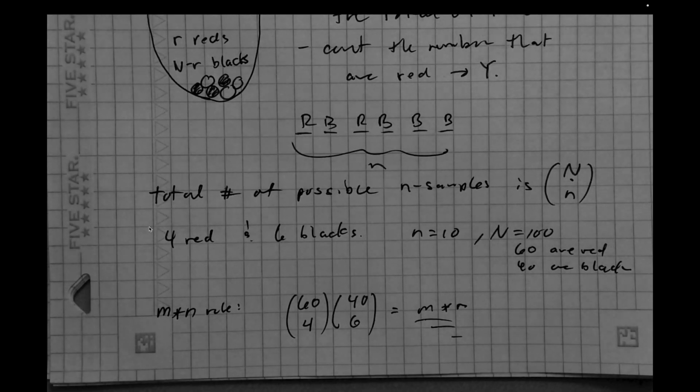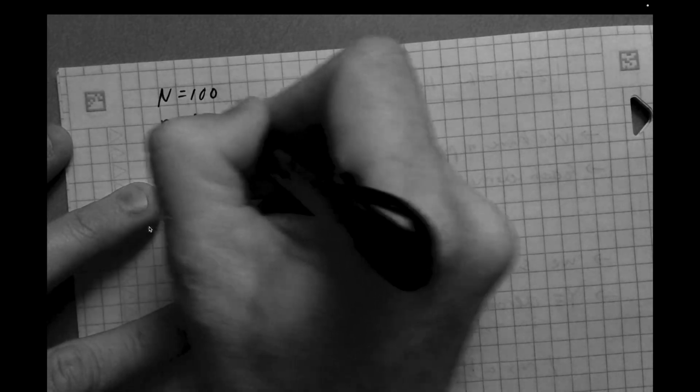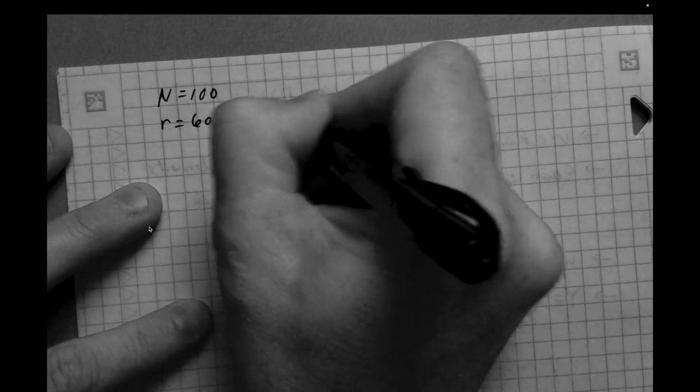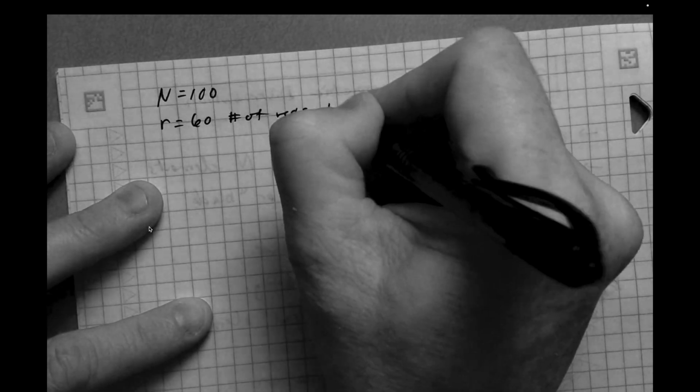And so in general, what have we done here? Let's remember our situation. We've got big N equals 100, and little r equals 60. Those are the number of reds in the population.